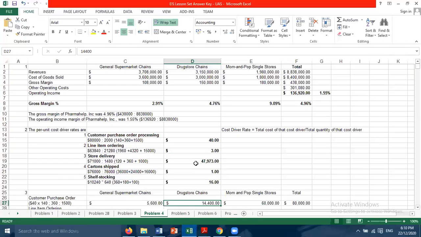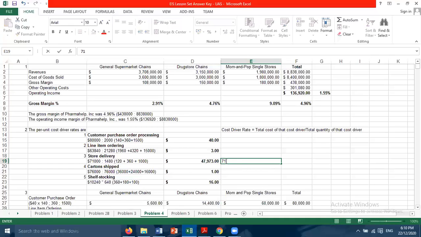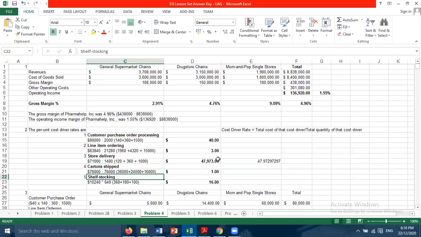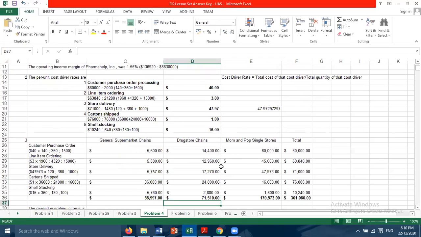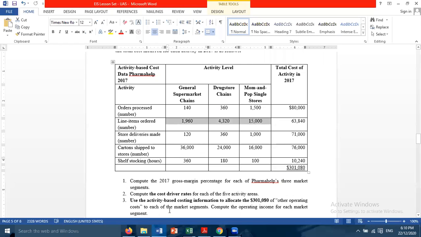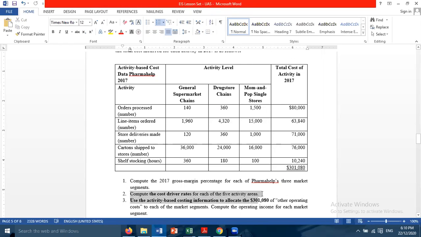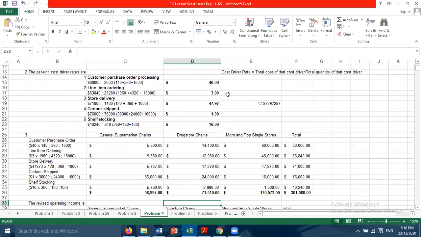Next one here. Let's see here, 71,000 divided by 1,480. Same. 47,973. So that's how we compute cost driver rates, and that's how we get number 2. So this is the answer for number 2.